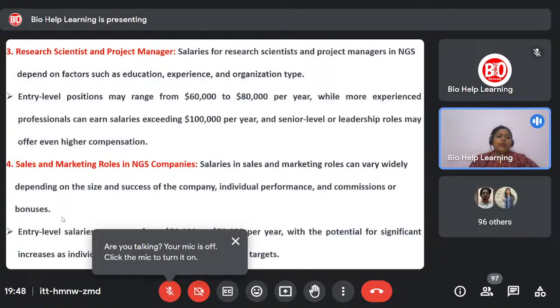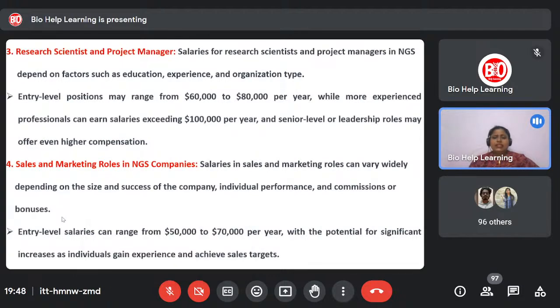Fourth one is sales and marketing. Actually, sales and marketing is the master one in the field of technology, where you have to just sell the product, and if you achieve the target, they will provide you extra pay also.